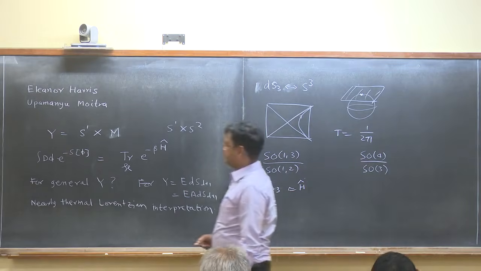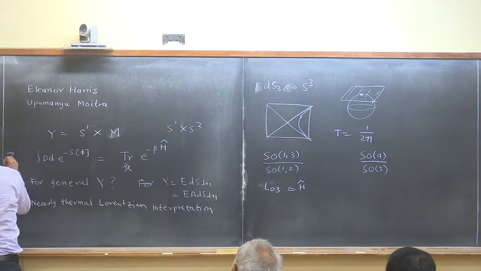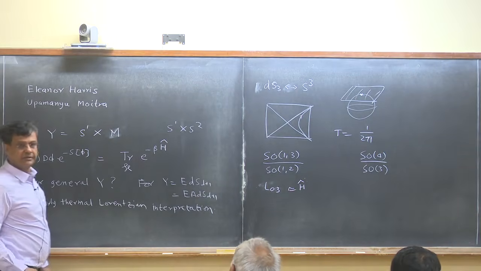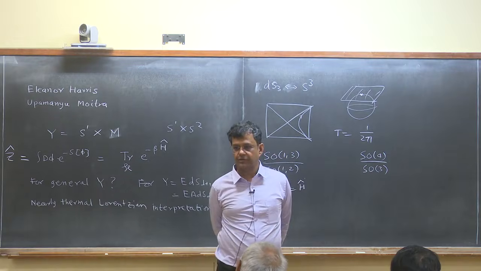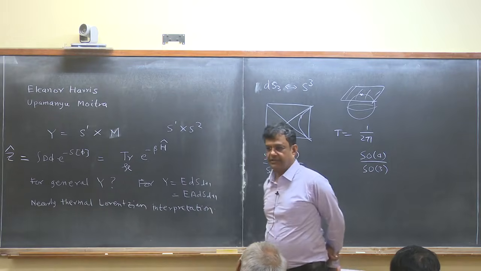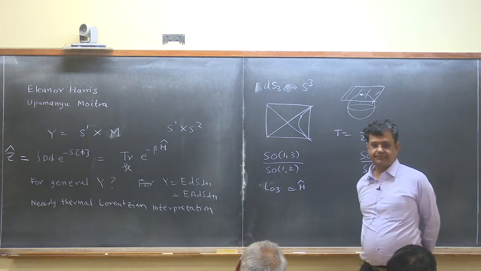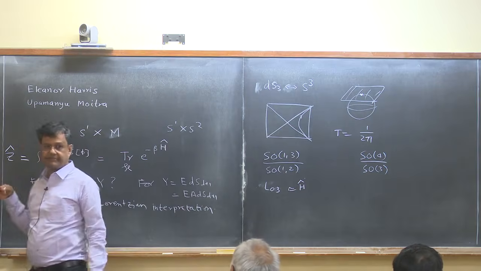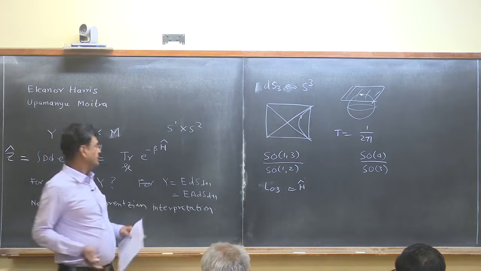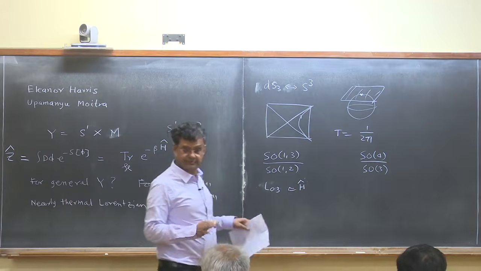So suppose this is my partition function Z hat. I put a hat because I'm slowly going to move to a worldsheet partition function. Hat refers to the space-time partition function. Okay, this is a space-time partition function. Phi is taking values in a space-time field, and this is the space-time Hamiltonian.